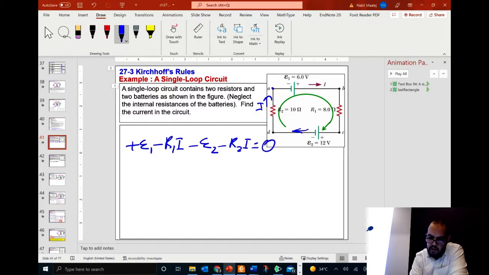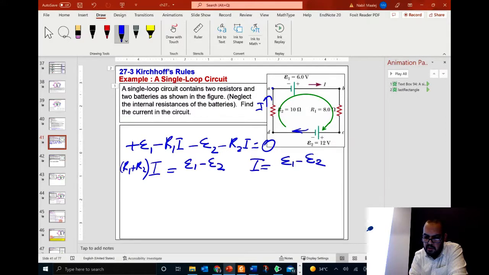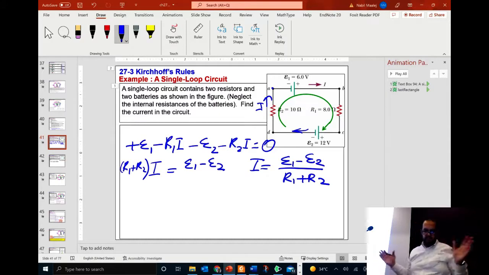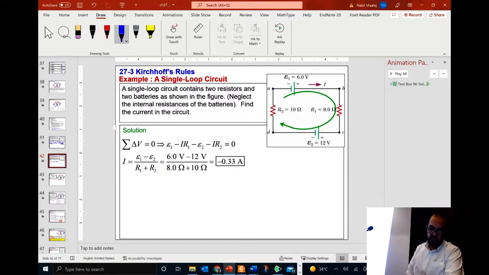Now I can solve for the current. So this is I times R1 plus R2. I'll take it to the right side, and so the current is epsilon 1 minus epsilon 2 divided by R1 plus R2. So very simple. This is a single loop equation, so we don't really have to solve multiple equations. Okay, so when you do that, you find the current.